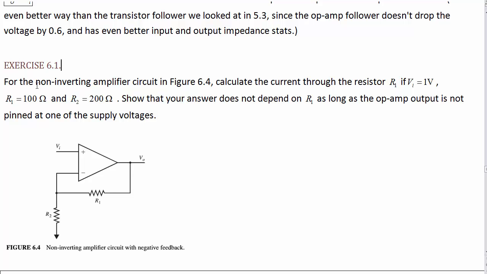Okay, exercise 6.1. Now let's get some practice with these. For the non-inverting amplifier circuit in 6.4, here it is repeated, calculate the current through resistor R1 if VI is 1 volt, R1 is 100, R2 is 200. Show your answer doesn't depend on R1 as long as the op-amp output is not pinned at one of the supply voltages. So you need to find the current through R1. You'll do that by finding the output voltage by analyzing the op-amp like we did, or just looking up the result if you don't feel like analyzing it again, but it's kind of fun, so try to analyze it again. And then find the current through R1 from Ohm's law.